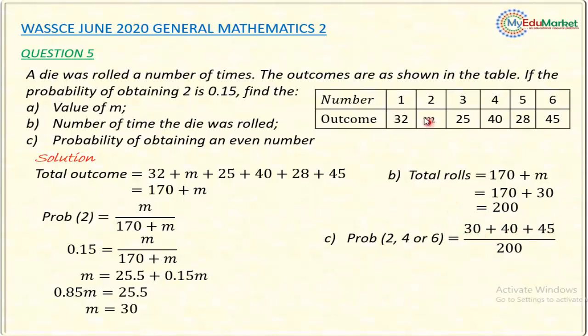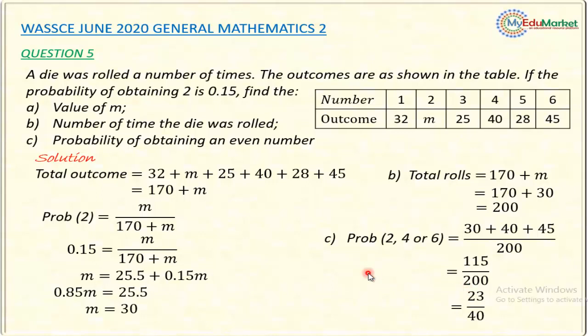The 30 is m, which I have as 30 here. So all over the total possible outcome, which is 200. So the addition of 30, 40, and 45 gives the answer 115 all over 200. So I'll check whether I can reduce it to a much simpler form. 115 divided by 200 can be reduced to simpler form to get 23 all over 40, because 5 can divide this, 5 can divide this. So with this I have answered the question.